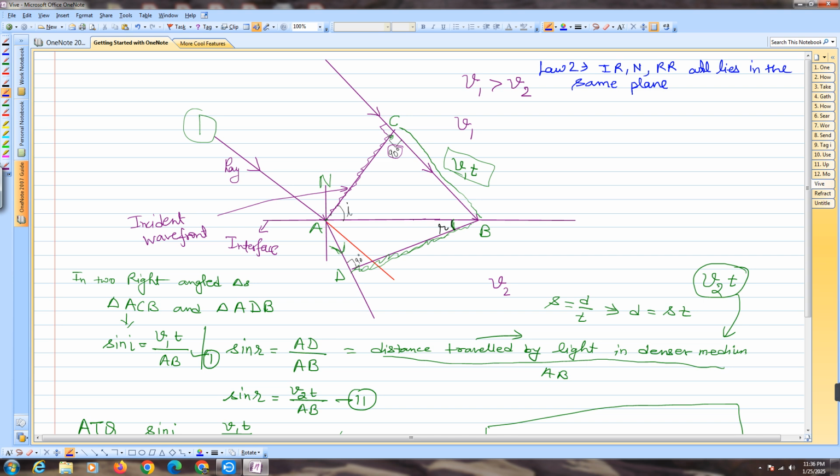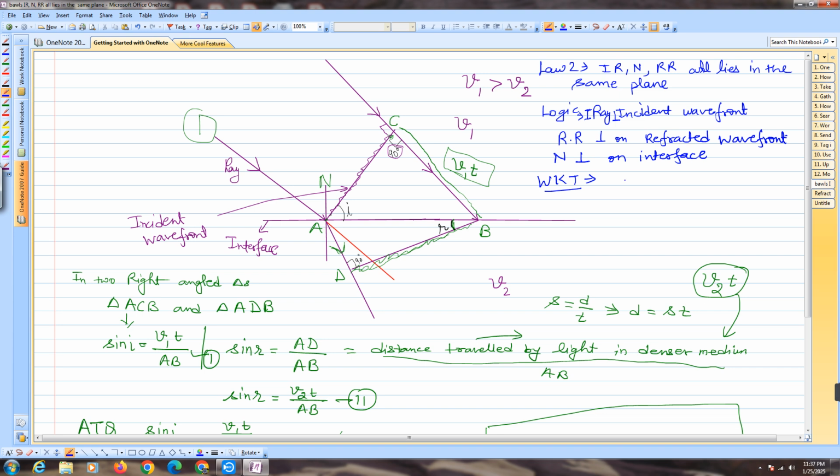So look at this. Logic is, first, the ray is perpendicular on the incident wavefront. Which ray? Incident ray. Incident ray is perpendicular on the incident wavefront. Then second is the refracted ray is perpendicular on the refracted wavefront. And third part is the normal is perpendicular on the interface. Correct?